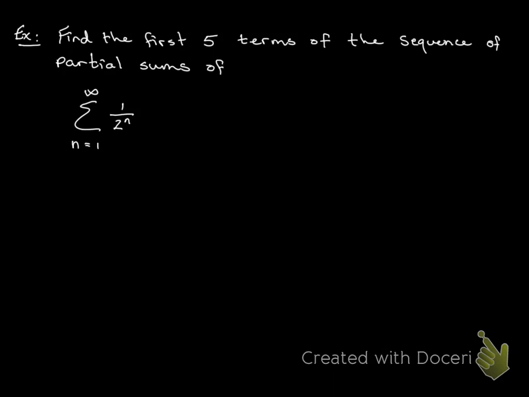So the first 5 terms of the series are these here. When I take 1 over 2 to the n and I let n be 1, I literally plug in 1 for n. That's 1 over 2 to the first. And then I add to it 1 over 2 squared when n is 2, 1 over 2 cubed, so on and so forth. So I've written the first 3 terms there. I can keep going, of course.